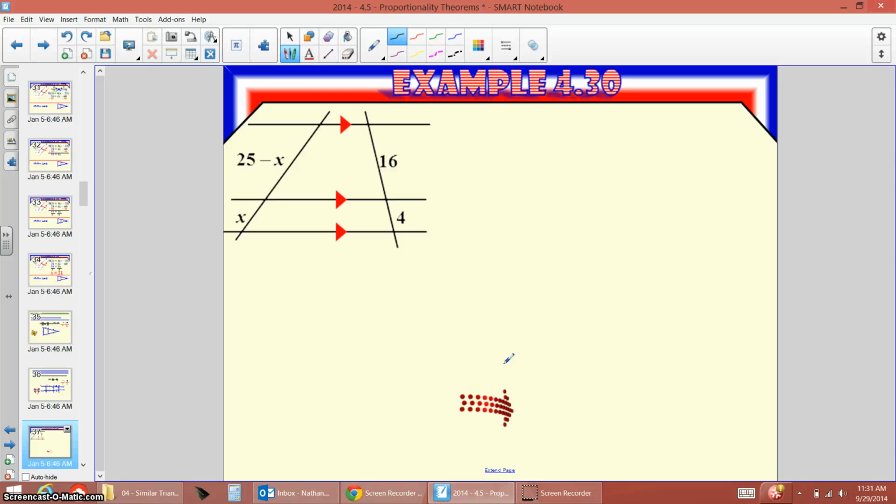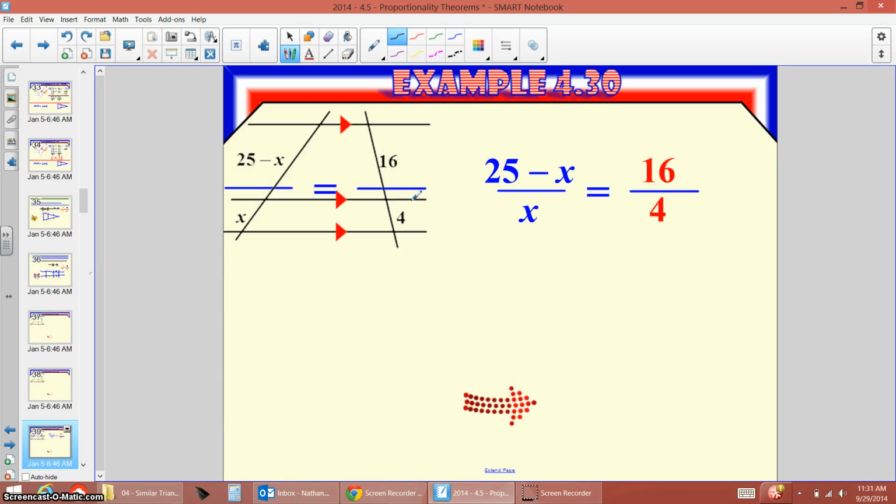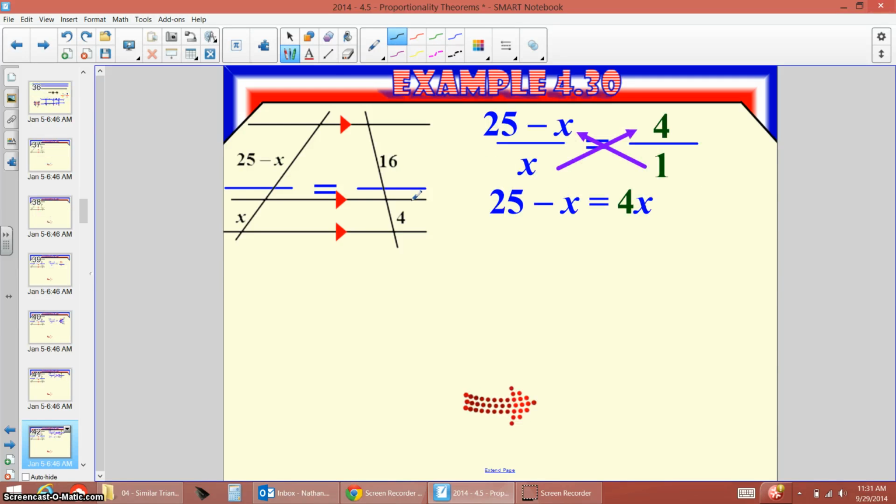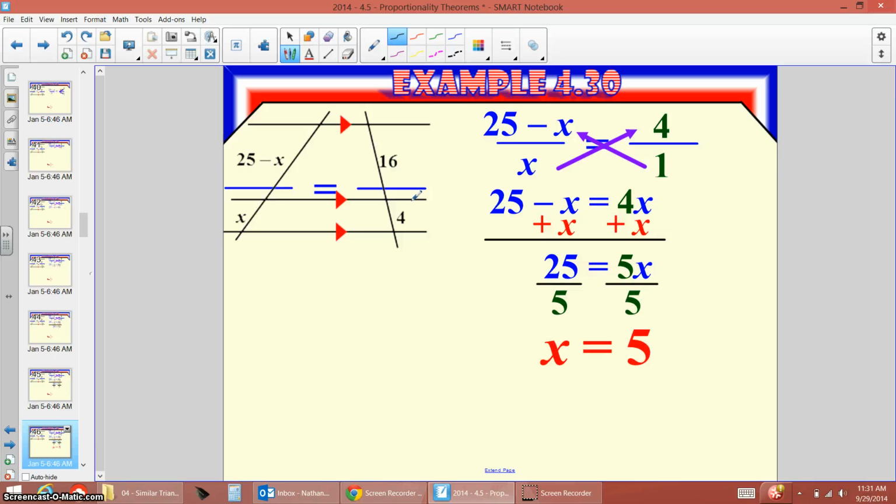Now, notice three parallel lines. For me, it's easier just to look at it like this. Draw my little division symbols, and I'm done. Notice how I'm setting up my fractions here? That's how I do it. It happens to work out really nicely this way, because then I can reduce this fraction down to 4 over 1. And then when I cross multiply, I end up with 25 minus x equals 4x. I add x over, I divide by 5, and I get x equals 5.